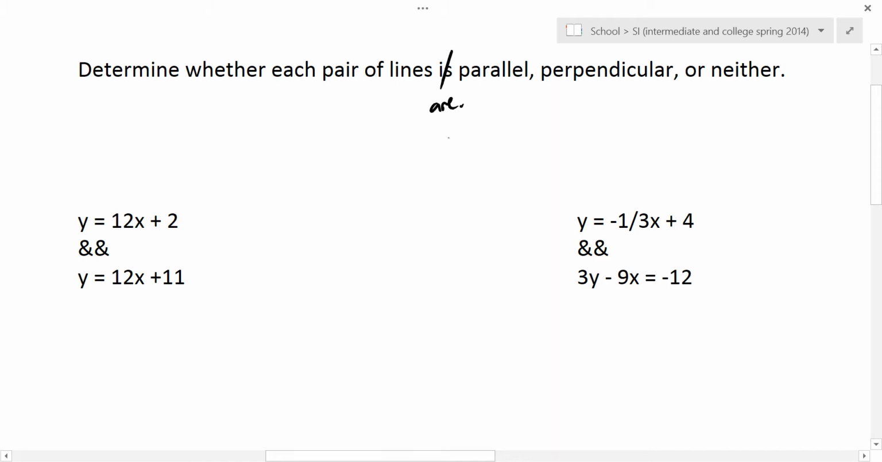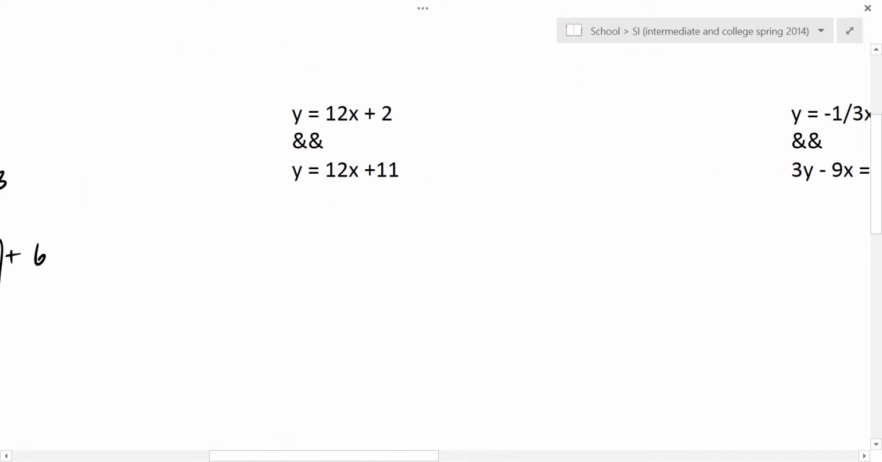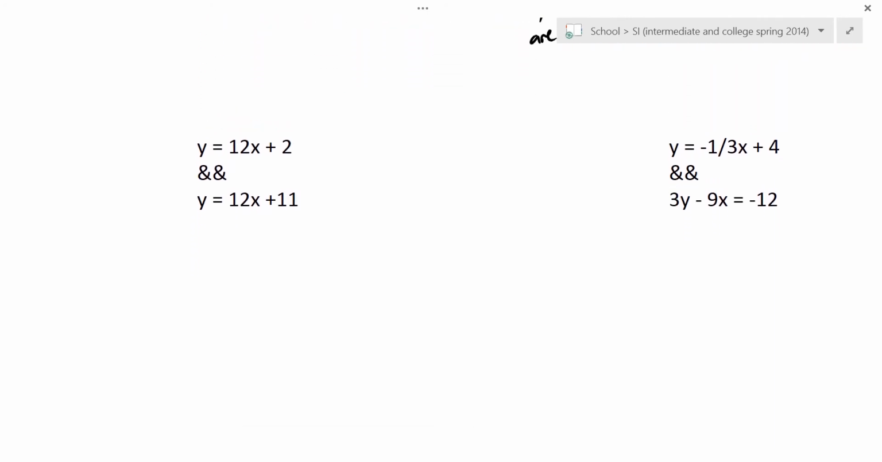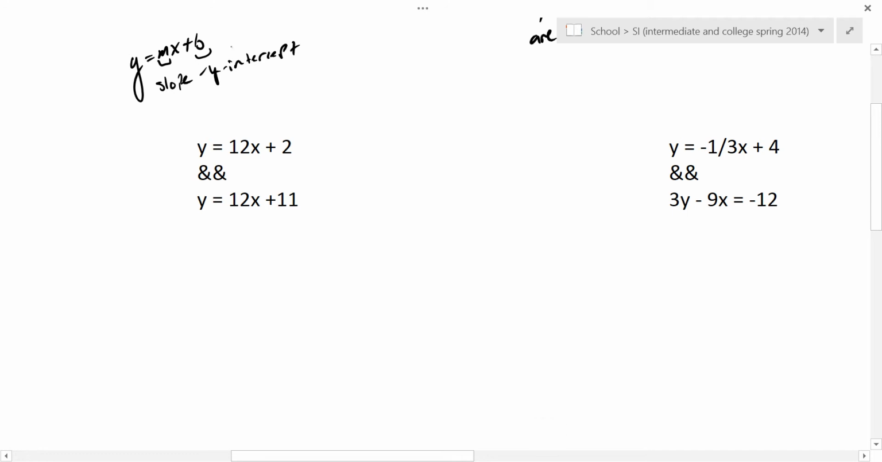So I'm going to go ahead and take a look at this one first. In order to determine if they're parallel, perpendicular, or neither, what am I looking at again? I'm looking at their slope. And I remember from a previous video we went over slope-intercept form. y equals mx plus b, where m is the slope of a line and b is the y-intercept. Hence why it's called slope-intercept form.